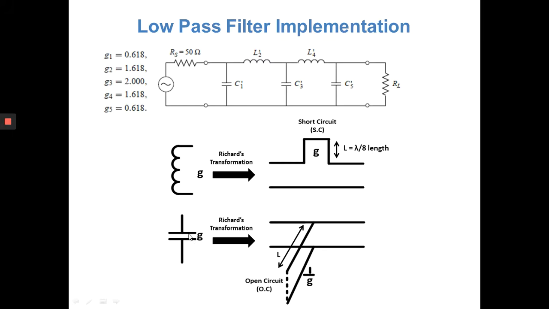On the contrary, if we have a capacitor, it will convert into a shunt one, which is a parallel stub, open circuited, with a 1 by G value. Means if, let's say, it has a G1 here, then it will be 1 by 0.618, which is 1.618 here. So that's how the Richards transformation works.